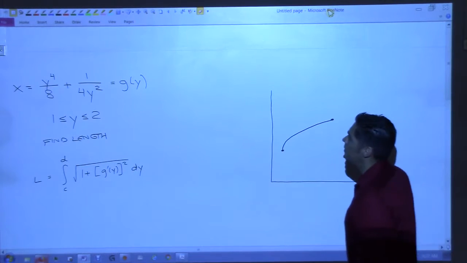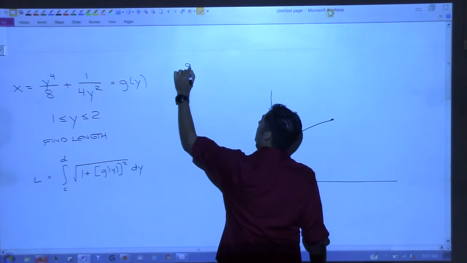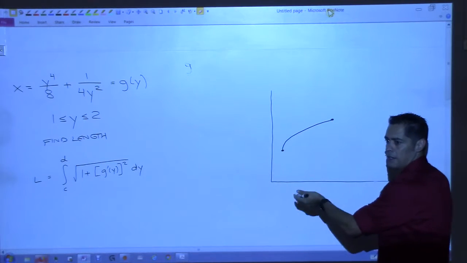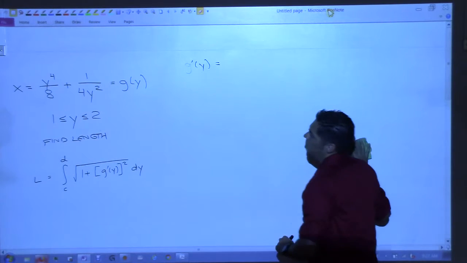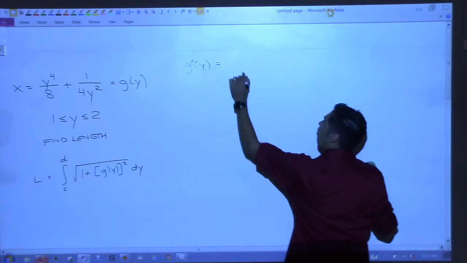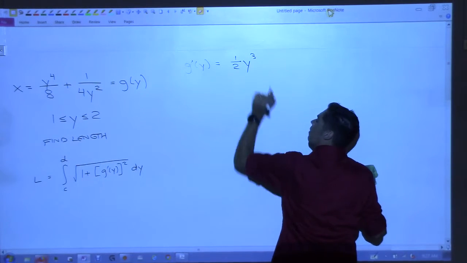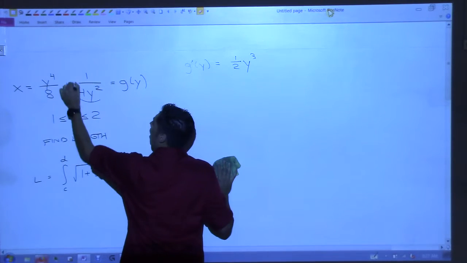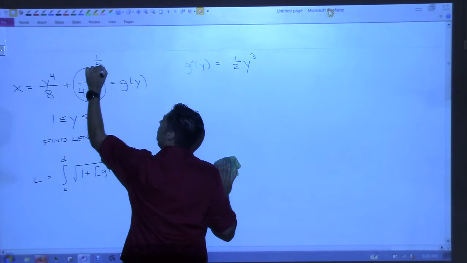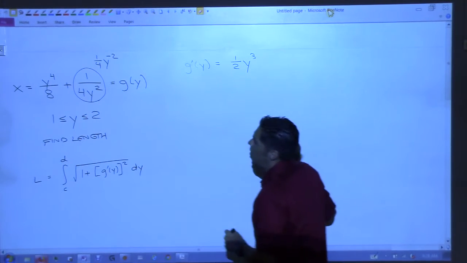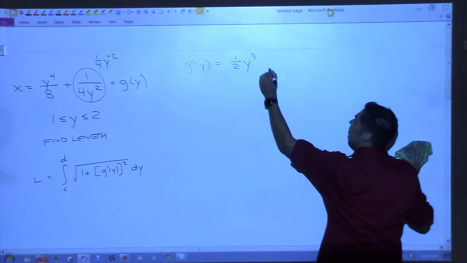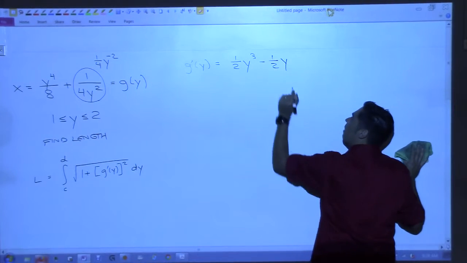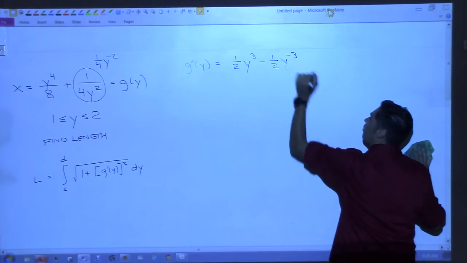So let's take our derivative. What is g prime? I think I'm going to erase this. You got the idea here, right? Okay. G prime of y is what? 1/2 y cubed. Now for this one, I would have looked at that as being 1/4 times y to the negative 2. That's what I would have done before I took the derivative. Then I would have dropped the negative 2 down, and that would have given you negative 1/2 y to the negative 3, because you're subtracting 1.